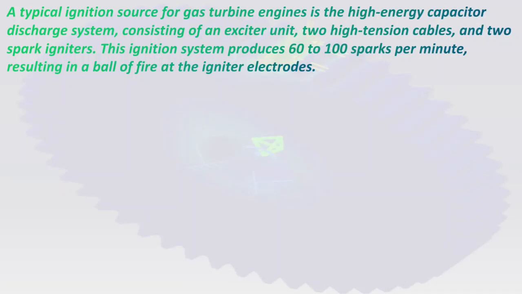So, if we talk about the ignition source of a gas turbine engine, there are various types of ignition systems used, and the high energy capacitor discharge system is one of them. It consists of an exciter unit, two high tension cables, and two spark igniters, and can produce up to 60 to 100 sparks per minute.